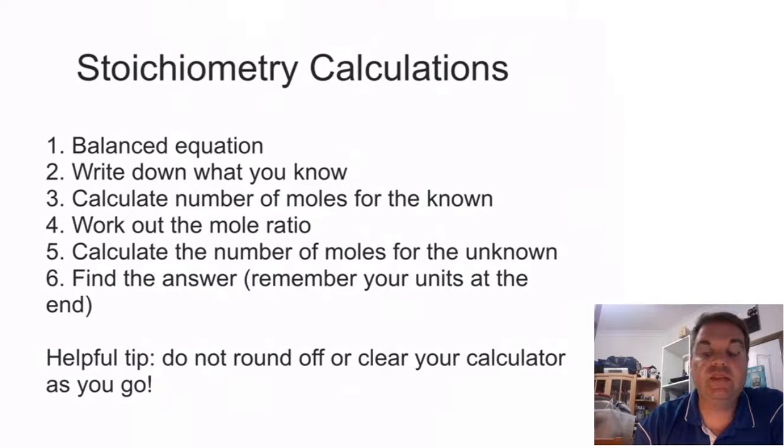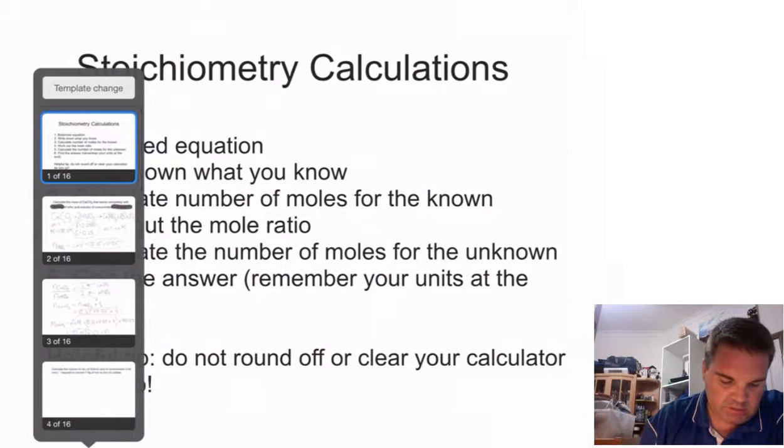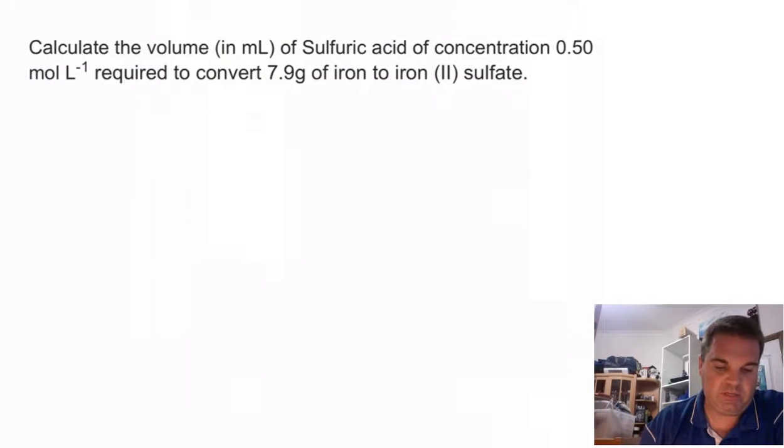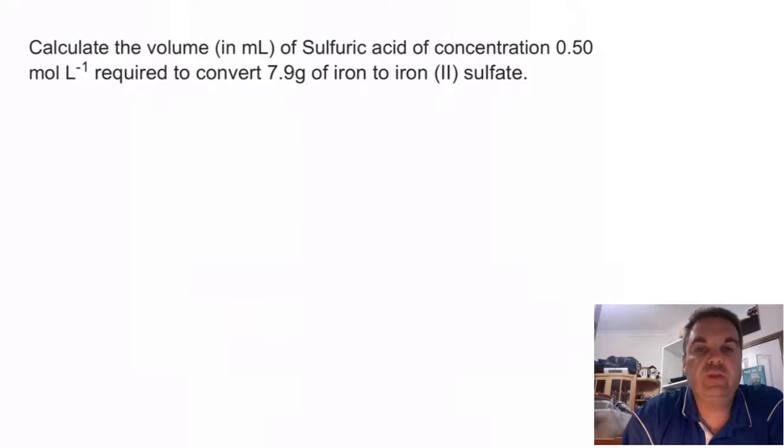Okay, this is the second video where I'm going to be doing some examples of stoichiometry calculations. Just a reminder to keep these 6 steps in mind when you're going through and doing it. The one we're going to be looking at today is this one here. We're going to be calculating the volume in milliliters of sulfuric acid of concentration 0.50 moles per litre required to convert 7.9 grams of iron to iron 2 sulfate.